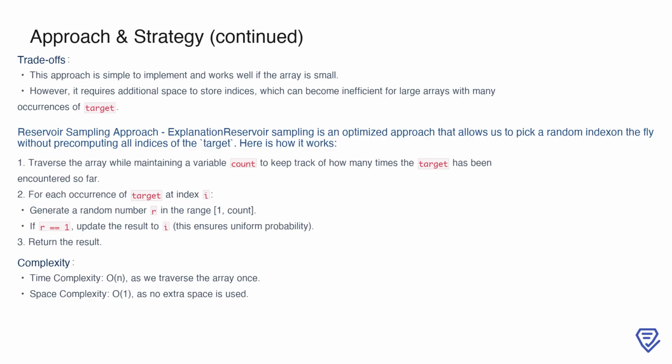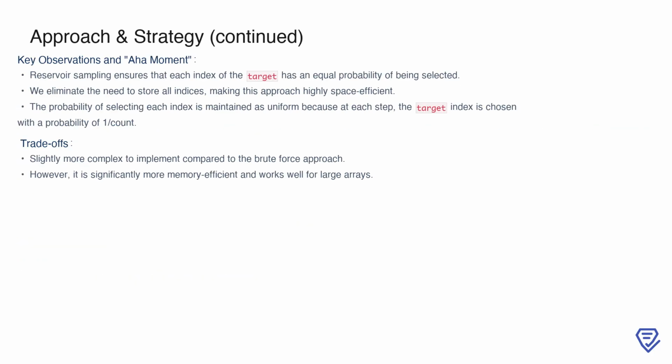With this method, we achieve the same O(n) time complexity as brute force, but we reduce the space complexity to O(1), as no additional memory is used for storing indices. There are some key observations that make the reservoir sampling approach particularly effective.